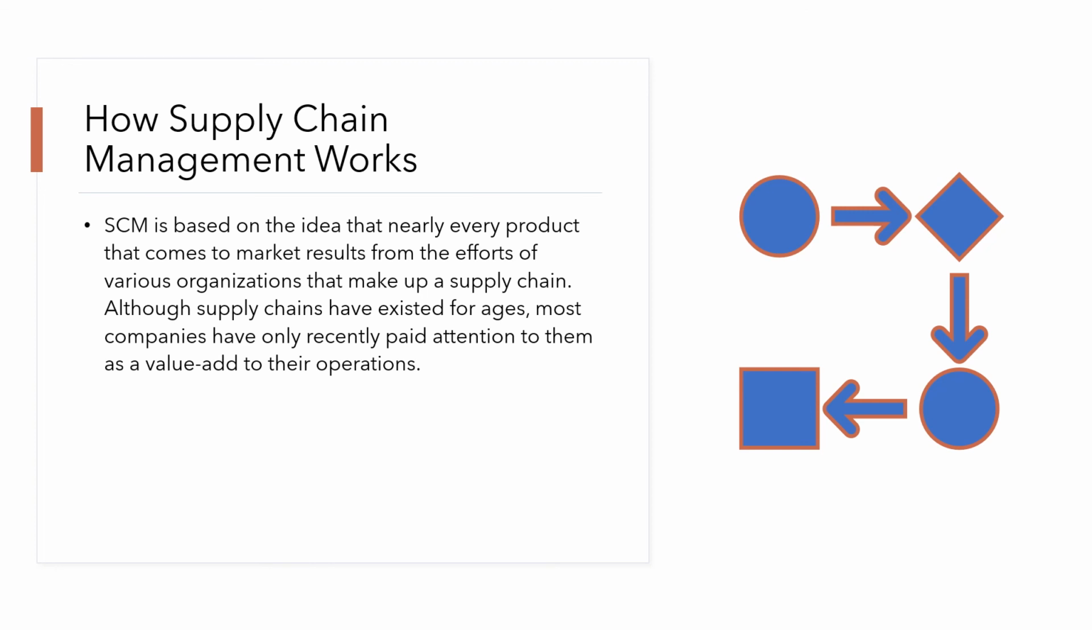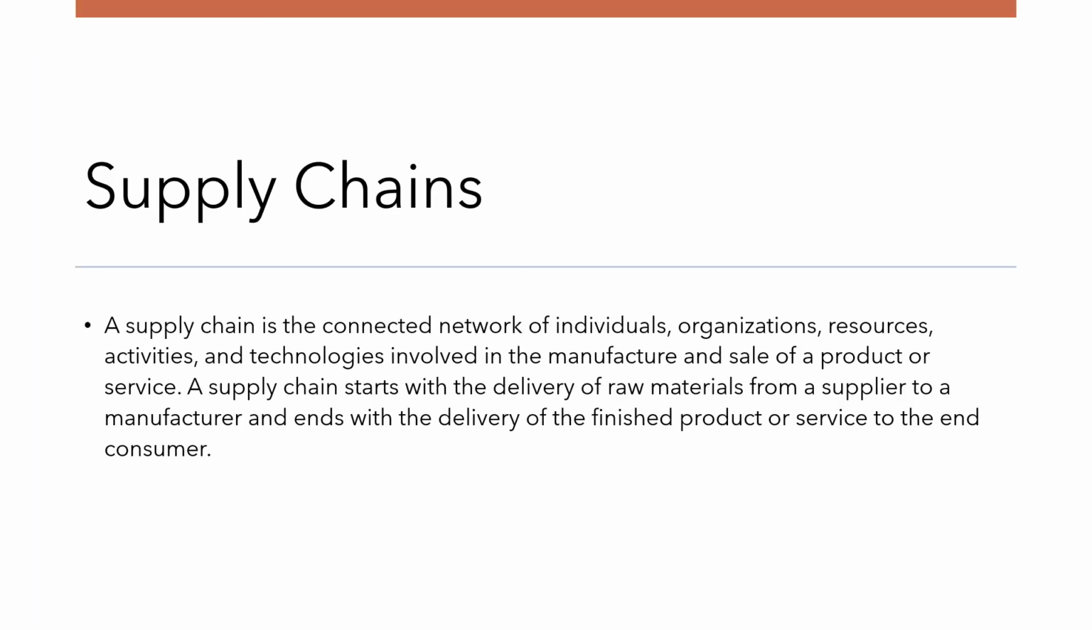What is a supply chain? It is a connected network of individuals, organizations, resources, activities, and technologies involved in the manufacture and sale of a product or service. A supply chain starts with the delivery of raw materials from the supplier to a manufacturer and ends with the delivery of the finished product or service to the end consumer. Supply chain management oversees each touch point of the company's product or service from initial creation to the final sale.